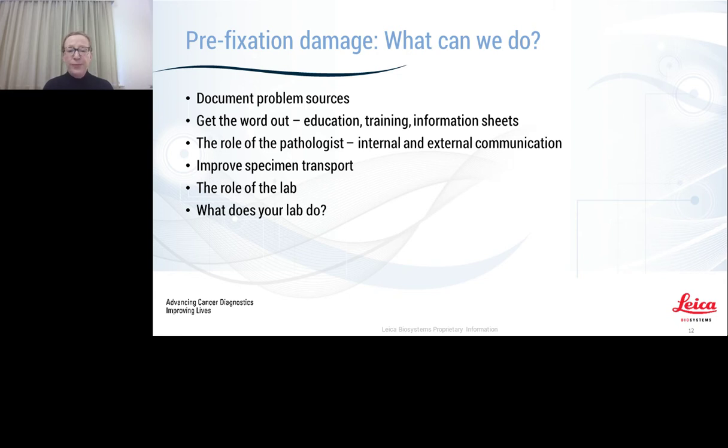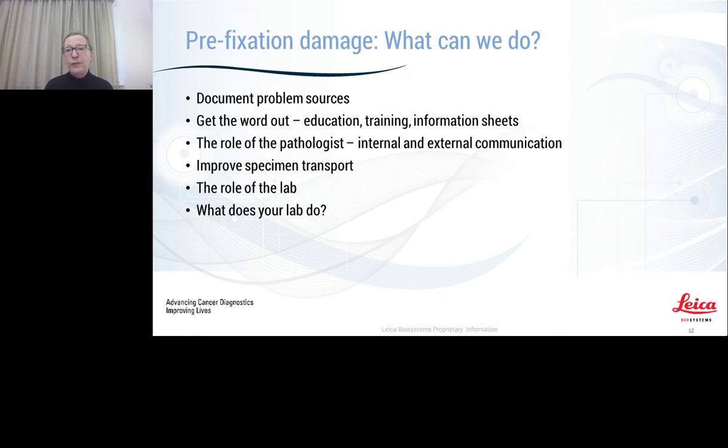So what can we do? We can document problem sources, particularly around cold ischemic time, that this is critical and is often missed. Get the word out, education, training, information sheets, where people have to actually list how long a tissue is fixed for at the time, when it was put into fixation, the role of the pathologist, internal and external communication. Improve specimen transport, if possible.